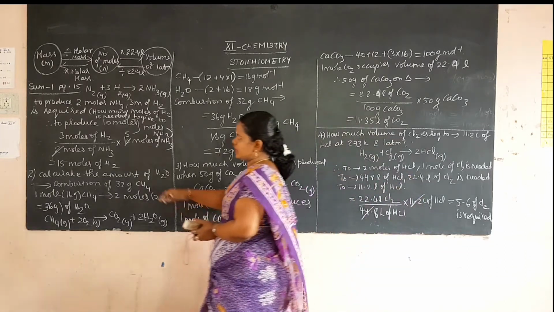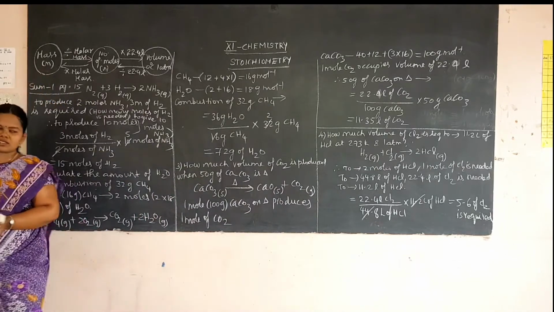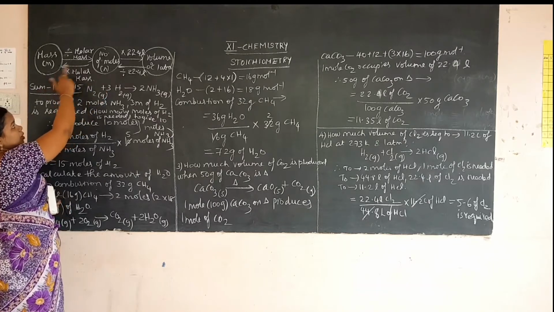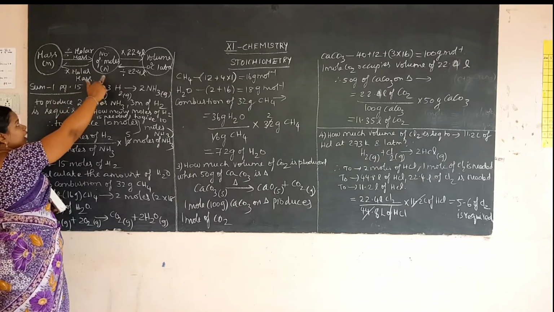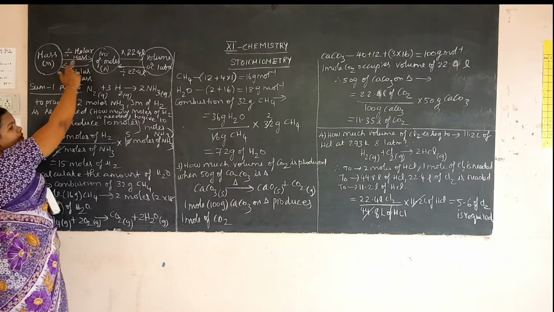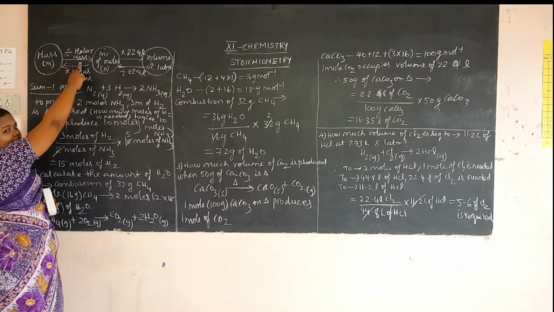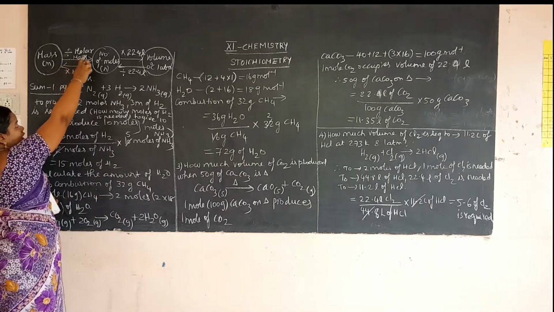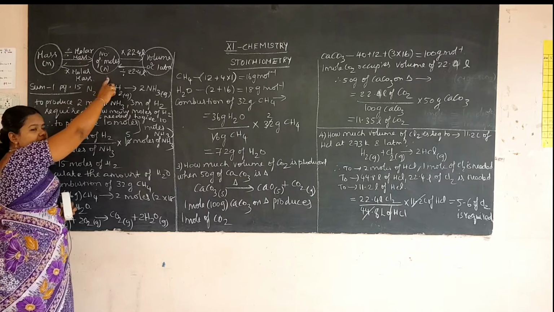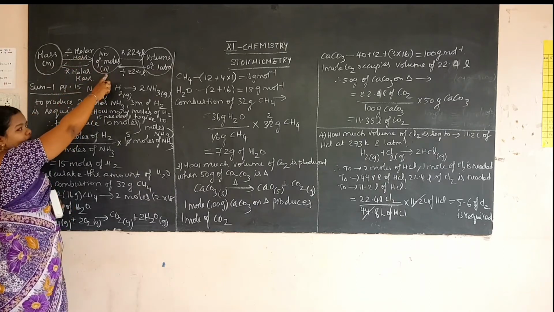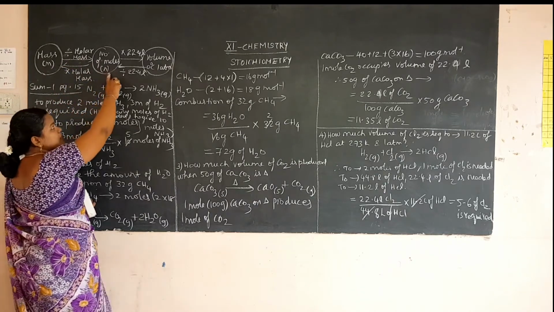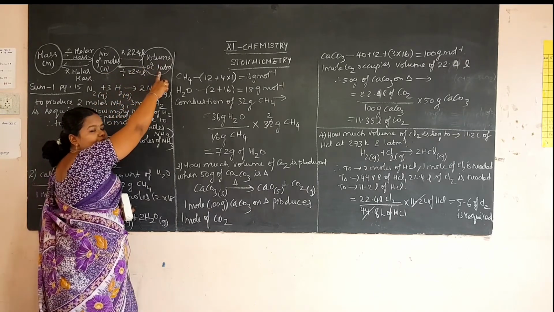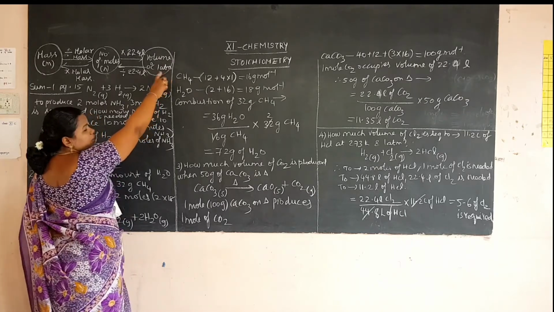Okay, now you see this: mass in moles can be converted to number of moles. How will you convert mass to number of moles? When you divide mass by molar mass, clearly you have to understand, mass divided by molar mass will give what? Number of moles. Then number of moles multiplied by 22.4 liters will give what? Volume, at 0 degree Celsius or at 1 atmosphere pressure.